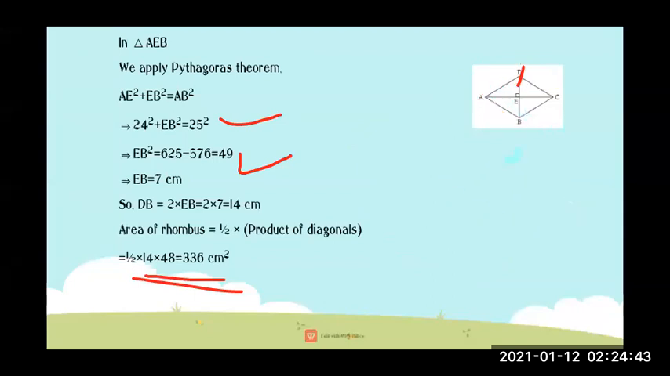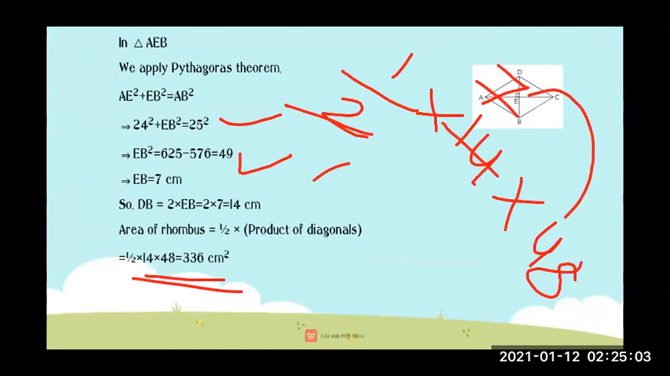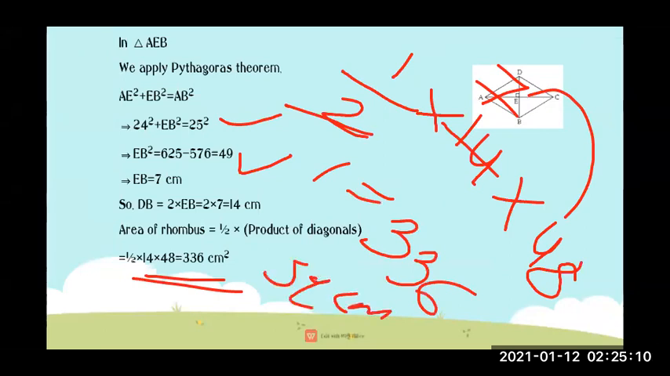You can see here the cuttings also. See, half multiplied by the first diagonal, that is 14, and the other diagonal we have already got, that is 48. Now 2 ones are 2 and 2 sevens are 14. Now if we multiply 7 by 48, we get the answer 336 square centimeter. So here we are done with our problem set 15.2 also.